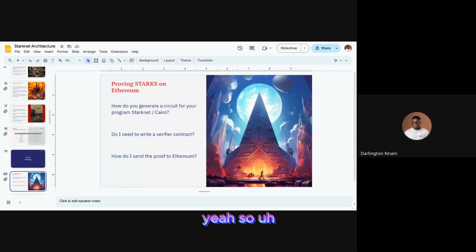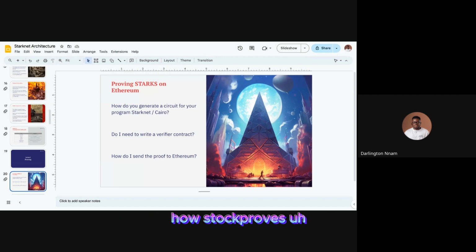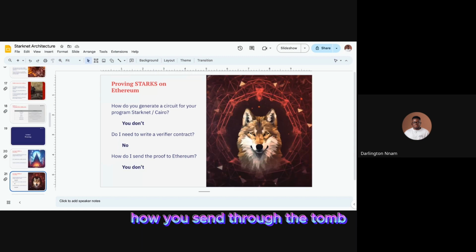So in this section, we're going to be looking at how Starknet proofs are created and sent to Ethereum. So you probably have different questions. How do you generate a circuit for your Starknet program or Cairo program? Do you need to write a verifier contract? How do you send proofs to Ethereum?